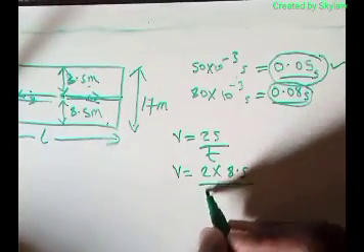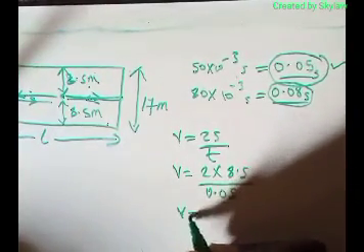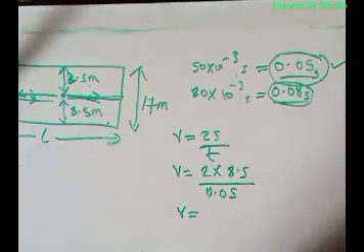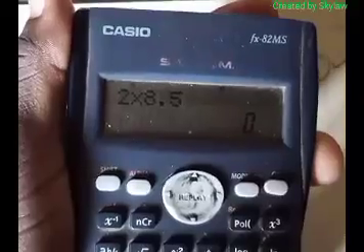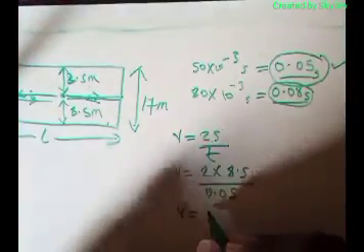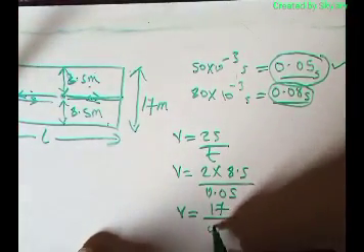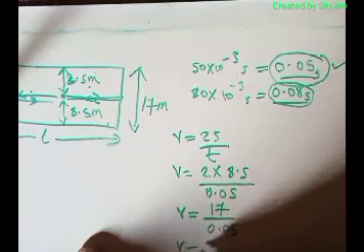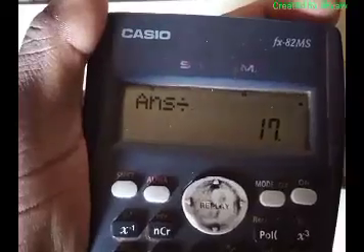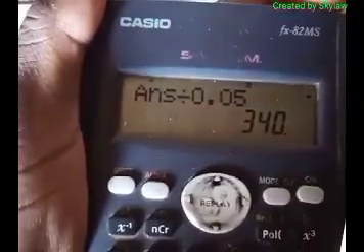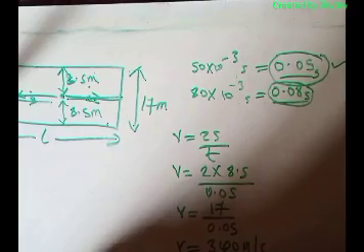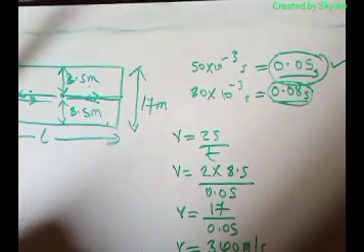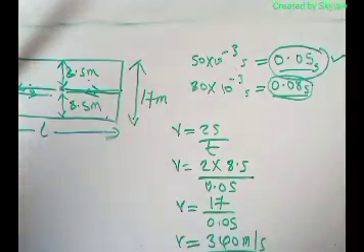Speed is equal to 2 multiplied by 8.5 divided by 0.05. Using a calculator, 2 multiplied by 8.5 gives us 17, so we get 17 divided by 0.05. Speed of sound is equal to 17 divided by 0.05. We are getting 340. Speed is equal to 340 meters per second. That is the speed of sound, 340 meters per second.